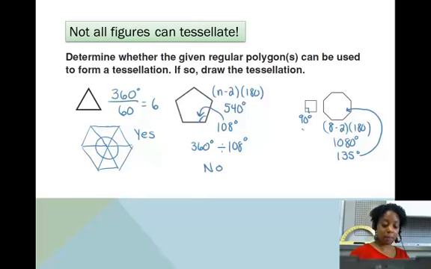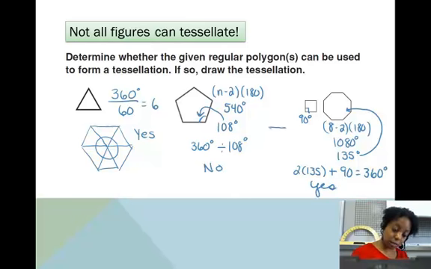So is there some way to combine the 135 and the 90 to get 360? I'm going to do 360 minus 135, and that would be putting one octagon there. Minus another 135, and that will be putting another octagon there. And then I have 90 degrees left over to fit a square in. So 2 times 135 plus 90 would equal 360. So yes, you can put those together.